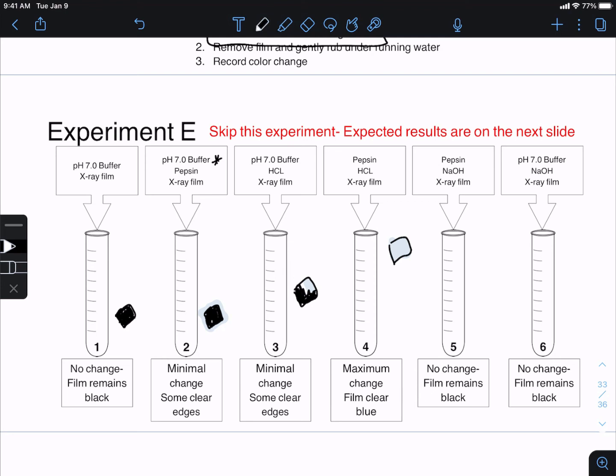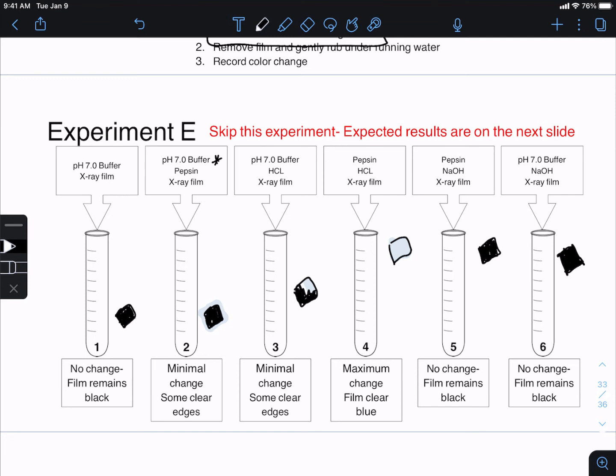Pepsin with NaOH, no, it does not work under basic conditions, and so that should be pretty much no change, an all black piece of film. And then pepsin doesn't exist in this one, and so again, an all black piece of film. You might actually get a little feathering on this one too, because again, acids and bases both will denature proteins, and if you denature the proteins you might lose some of the silver from it, but generally not.